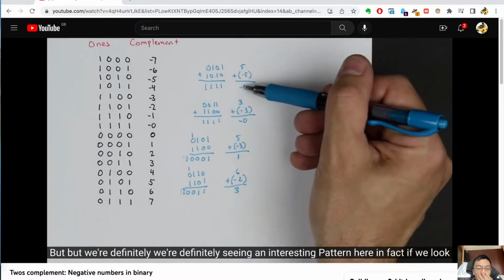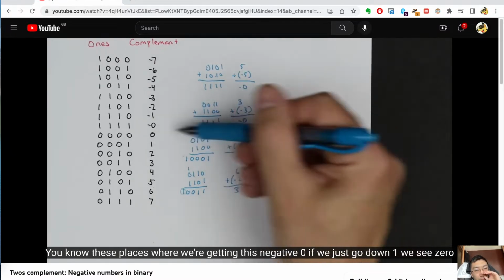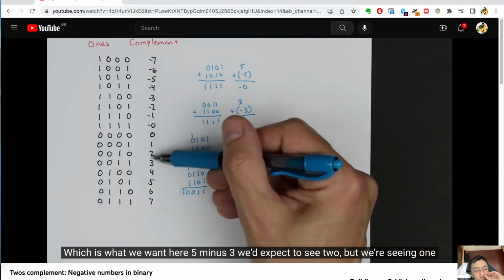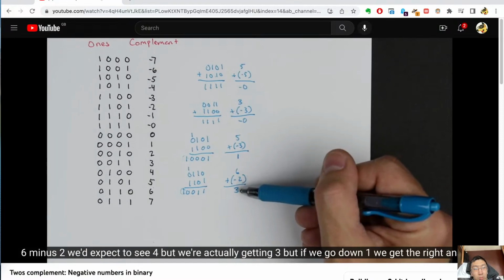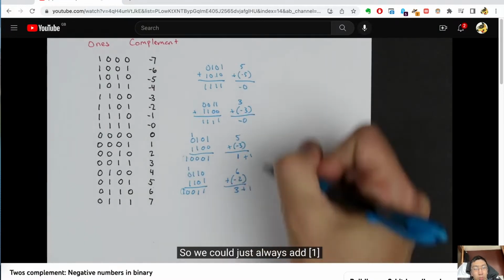In fact, if we look at these places where we're getting this negative 0, if we just go down 1, we see 0, which is what we want. Here, 5 minus 3, we'd expect to see 2, but we're seeing 1. So if we just go down 1, we'd actually see a 2. 6 minus 2, we'd expect to see 4, but we're actually getting 3. But if we go down 1, we get the right answer. So we could just always add 1 to each of these.